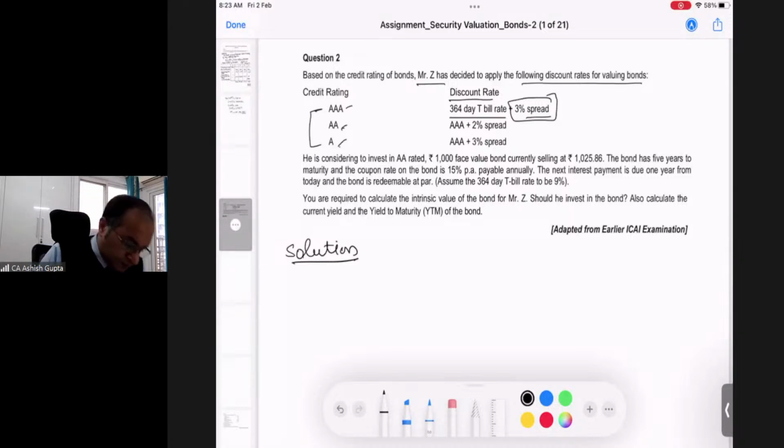Now you see, the more risky the security, the higher the spread. Okay, the more risky the security, the higher is the spread. I think there is some typing error. Make it as 5%. Okay, there is a typing error. Make it as 5% because higher will be... sorry, my mistake, my mistake. It was correct.